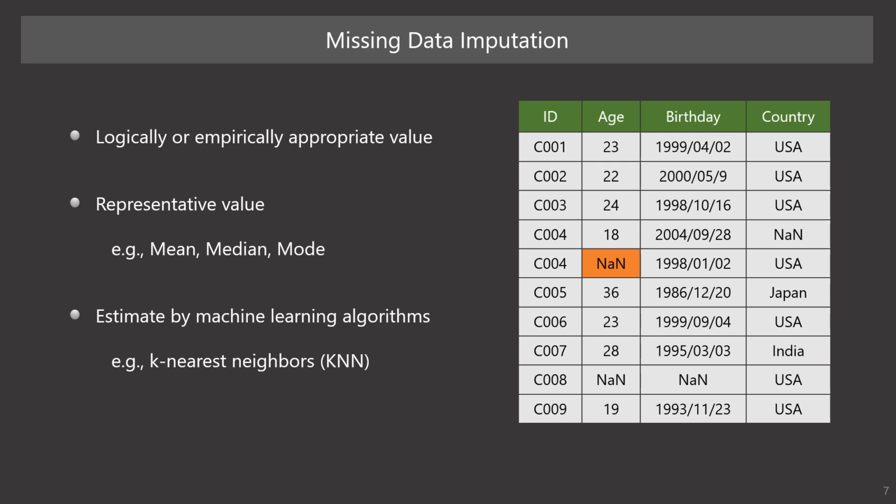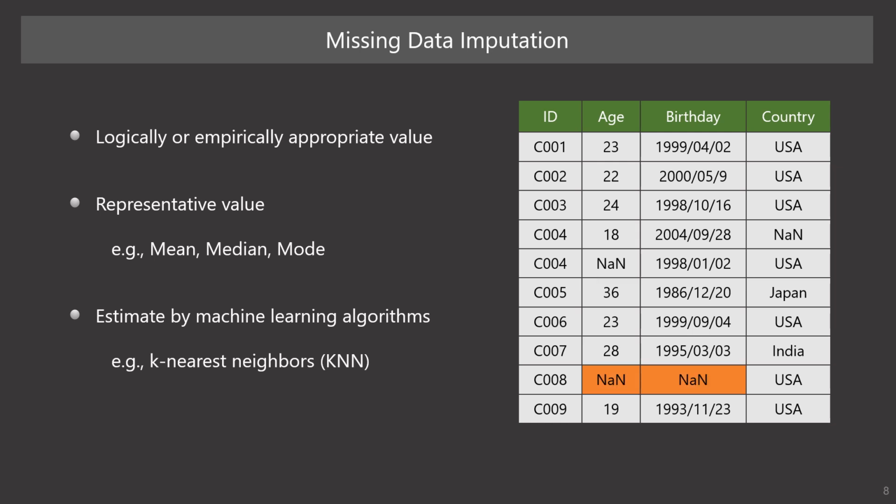When we cannot identify the appropriate value with certainty, as the next best option, we can impute missing data with the variable's representative value. If the variable is numerical data, we impute missing data with the mean or median. If the variable is categorical data, we can use the mode.